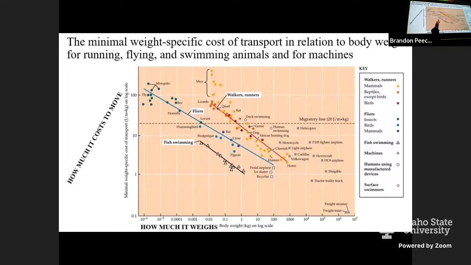Something like a hummingbird weighs less than a goose, which weighs less than a helicopter. And then on this scale is how much it costs to move that thing relative to its weight, if that makes sense. You can see there's a ton of data on here. There's different ways of moving through your environment. There's also things like what we do with our bodies, with our machines. There's a lot to unpack here.